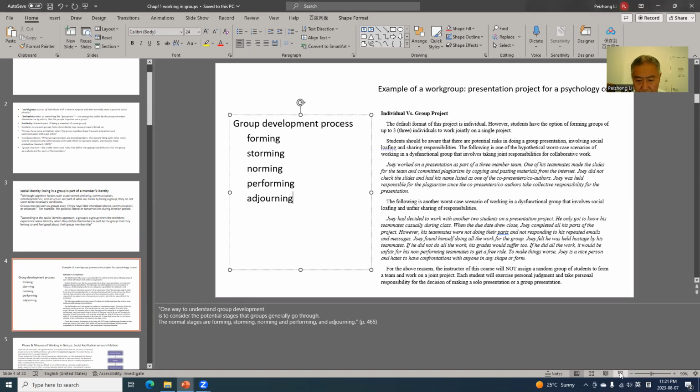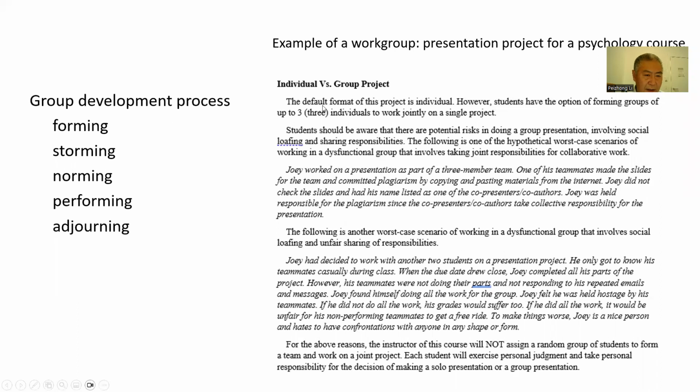I have an example about group development. This example is a presentation project for an introductory psychology course. Here, look at this scenario. Joe worked on the presentation as part of a 3-member team. So Joe started a group; that was the forming stage. He voluntarily teamed up with 2 other students in the class. They decided to form a group.